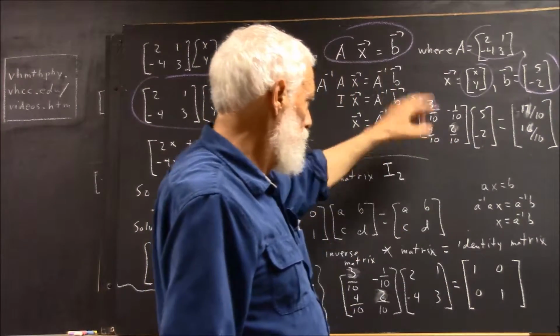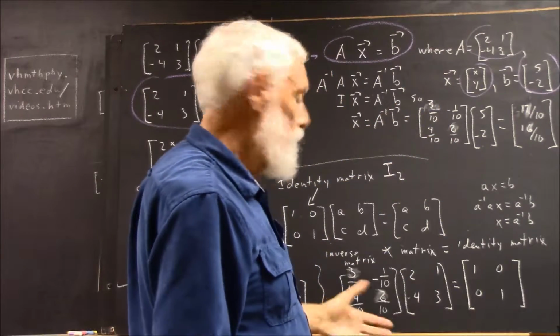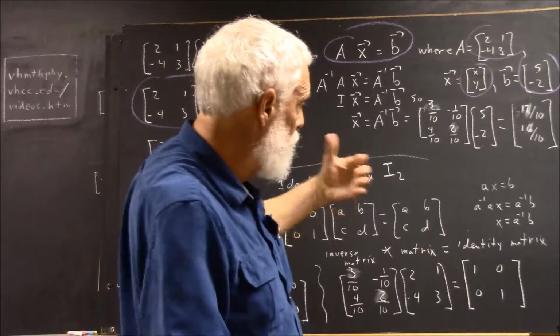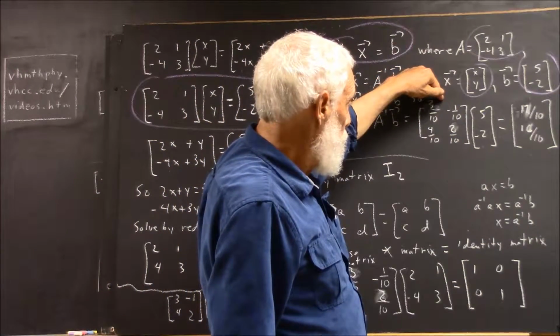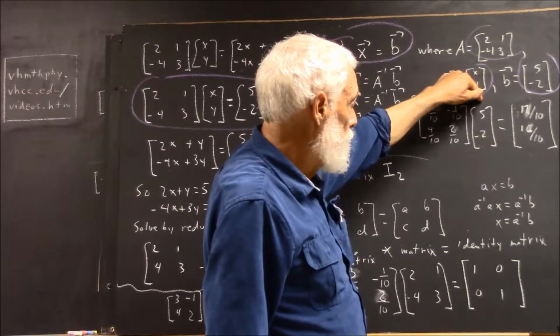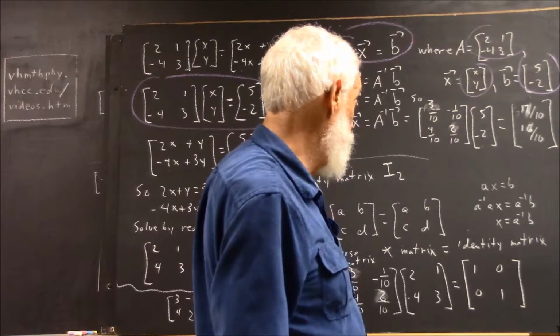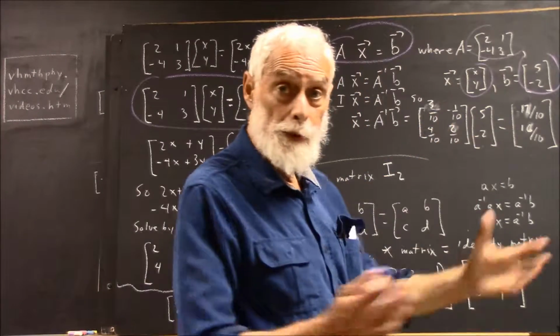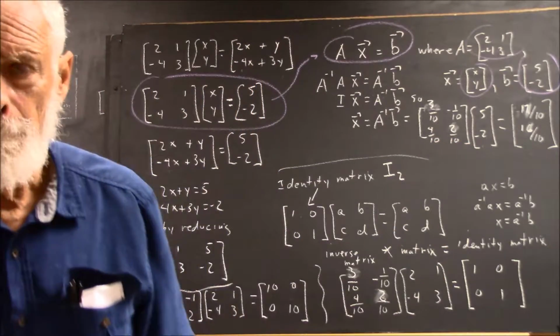I wrote down 3 and 2, or 2 and 3, instead of 3 and 2 when I did this. Clerical difficulties, keep an eye on me, okay? But I multiply this by the B vector 5, 2, and you can verify that this is what we get. It's a very simple matrix multiplication. Fractions all have the same denominator, so it's real easy to add them. And we get that result.